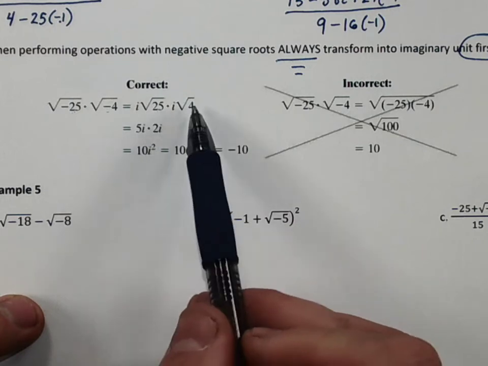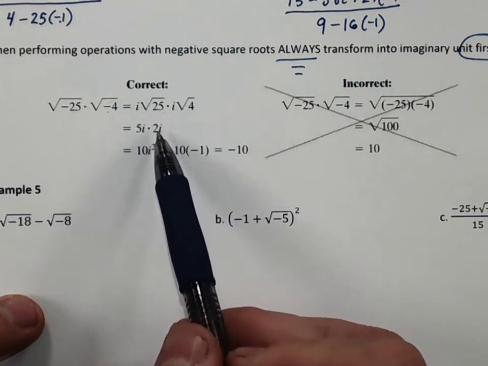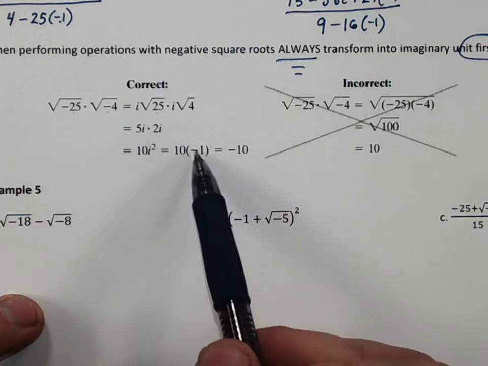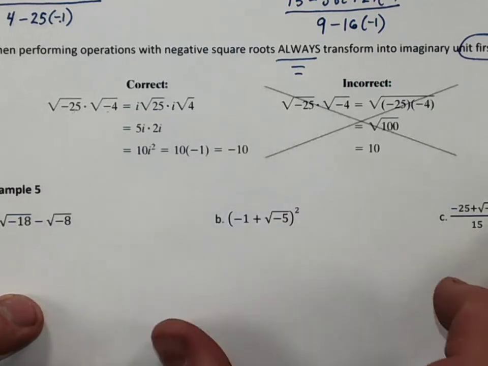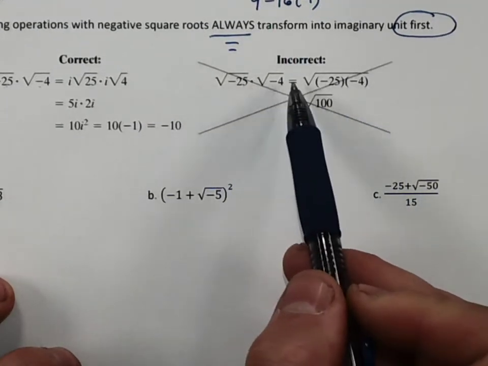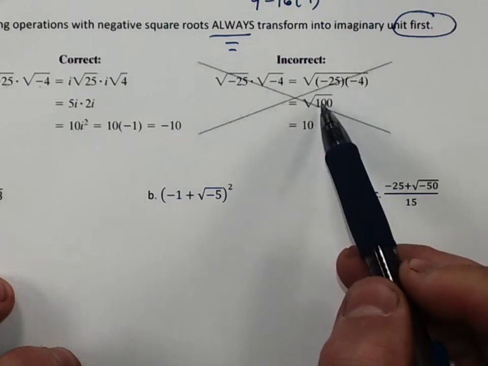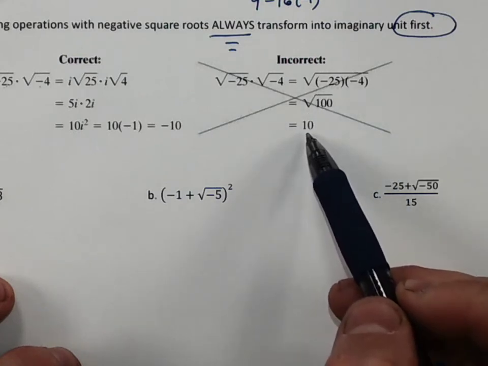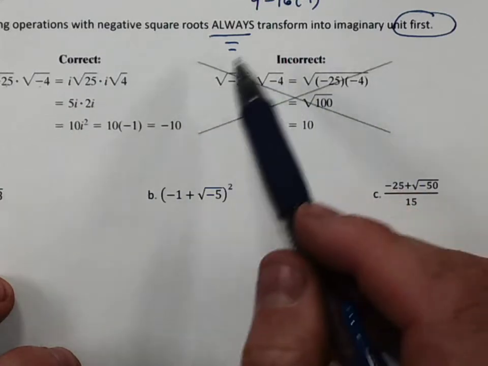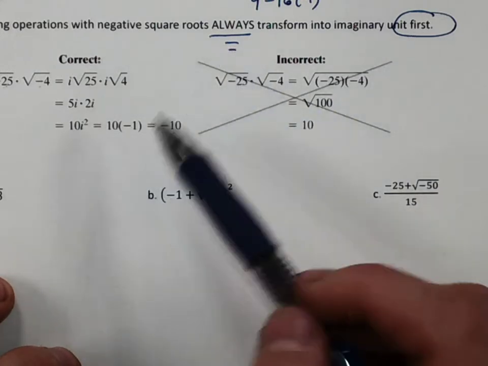The square root of 25 is 5, the square root of 4 is 2. So this becomes 5i times 2i, and 5i times 2i is 10i squared. Replace the i squared with a negative 1, and you get negative 10. If you do this right here, and you multiply them first, then all of a sudden you have a negative times a negative, which is a positive, and then it becomes a positive 10. This is incorrect. You cannot do it this way. You must first take out the i.